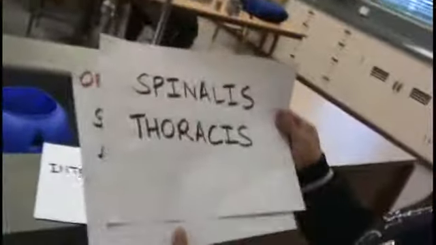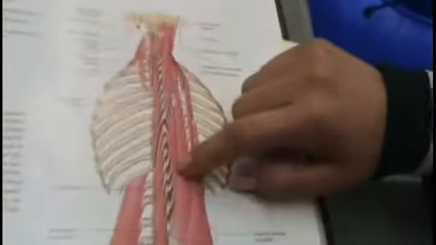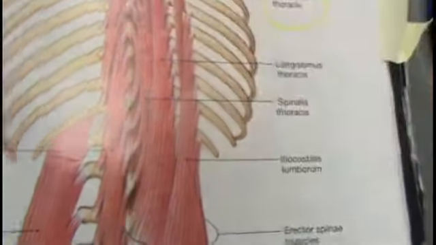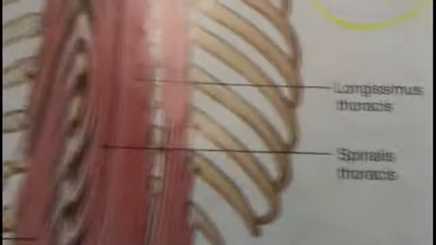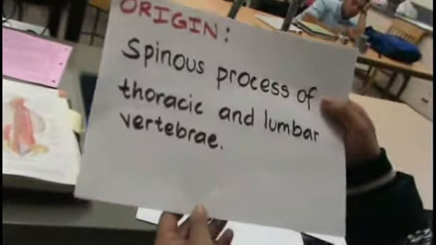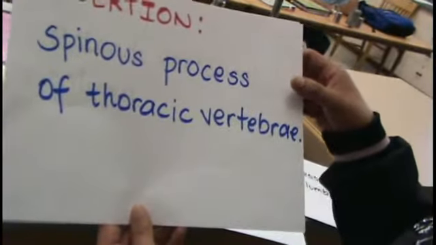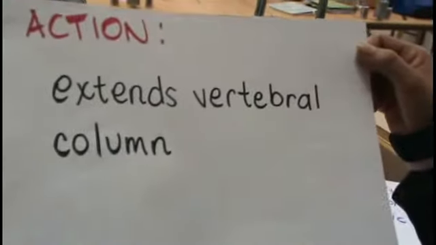Hi, my name is Miriam Oliva, and I'm going to talk about the posterior trunk. My first one is spinalis thoracis, and you can see it's right here. This little line is going way over there. The origin is the spinous process of the thoracic and lumbar vertebrae. And the insertion, the spinous process of the thoracic vertebrae, and the action extends the vertebral column front to back.